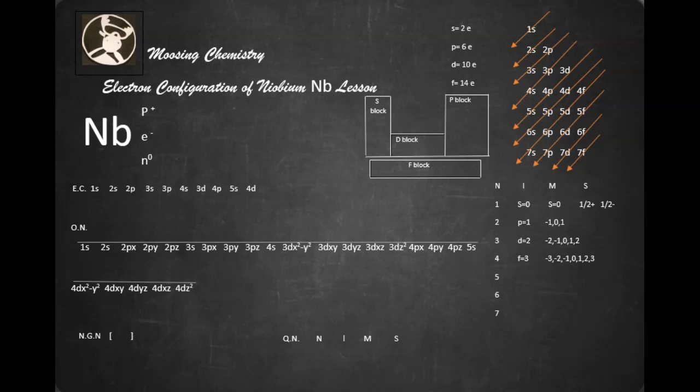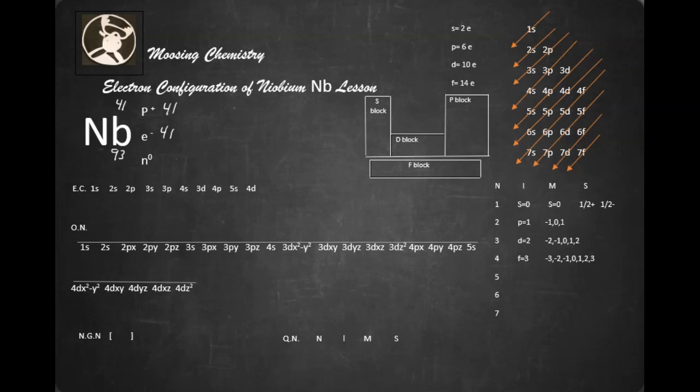This is electron configuration of Niobium. Niobium is element number 41 on the periodic table. So it's going to have 41 protons. Since it's electrically neutral, we'll have 41 electrons. The AMU mass of Niobium is 93. That's the number of protons and neutrons.